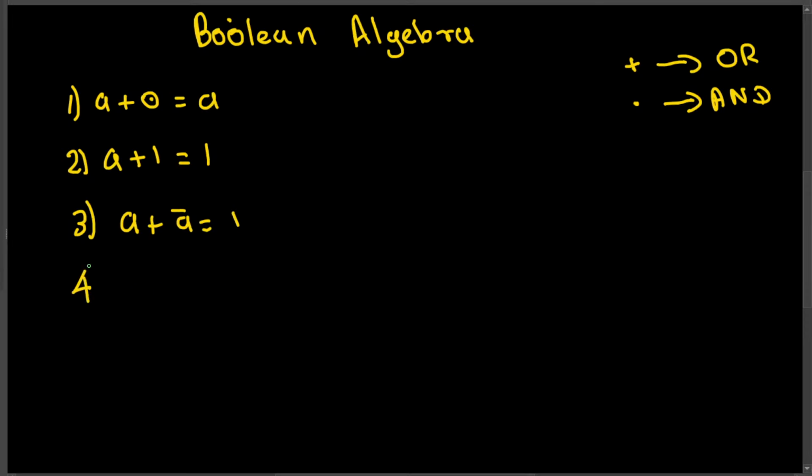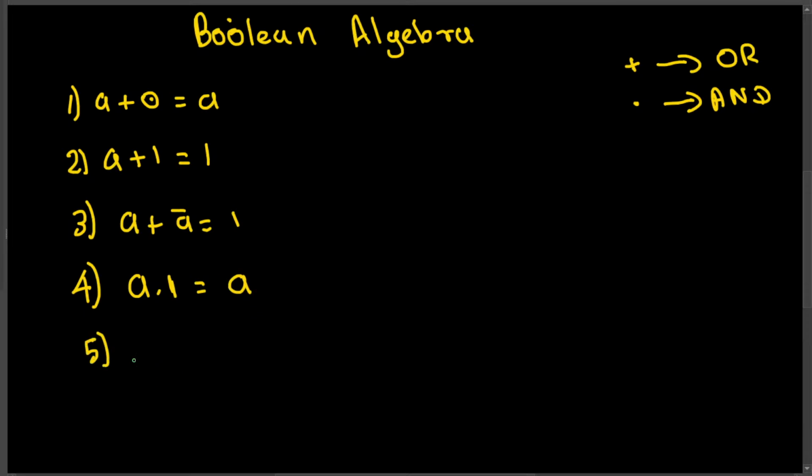And then let's look at this one. This is a dot 1. Think about AND gate. In AND gate, if you have 0 times 1, we get 0. If you have 1 times 1, we get 1. So it depends on the a value. So it's going to be a right here.